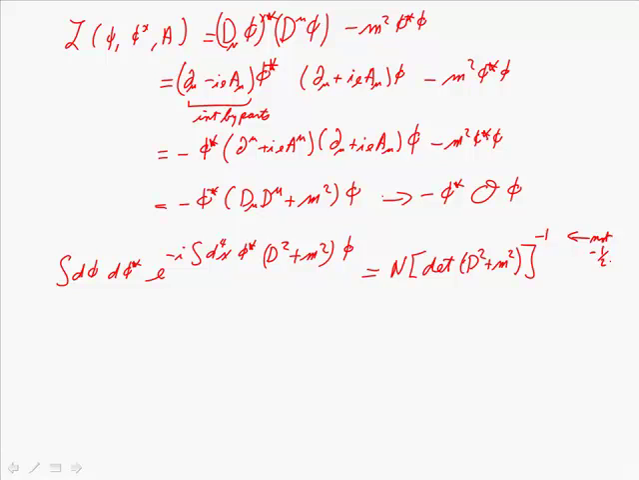It's just there's two fields, and so each of them gives D squared plus m squared. The product of two determinants is then to the minus a half, it's to the minus 1 power. Okay.